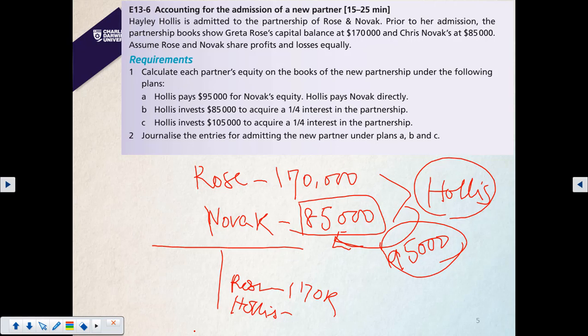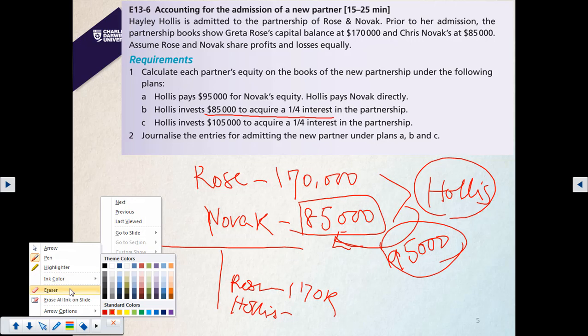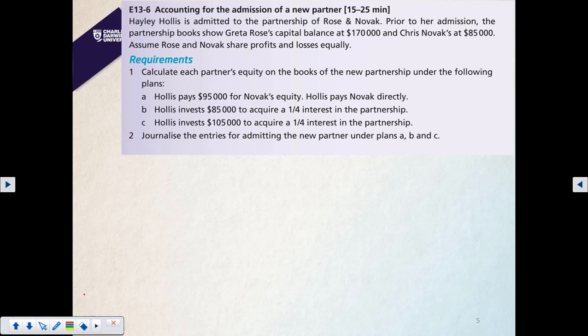Now let's go. Holly invests $85,000 to acquire a 1/4 interest in the partnership. So she's paying now $85,000. What do you think? $85,000.